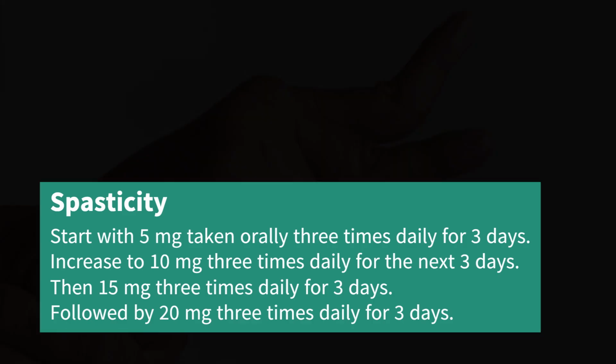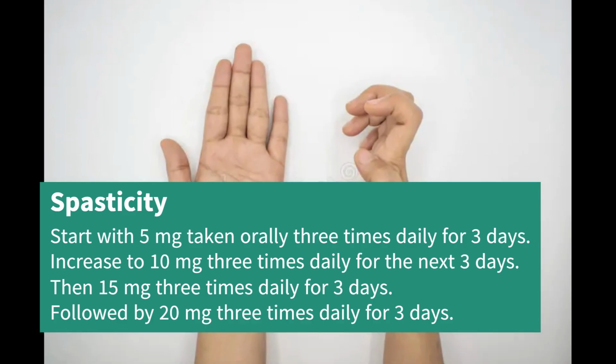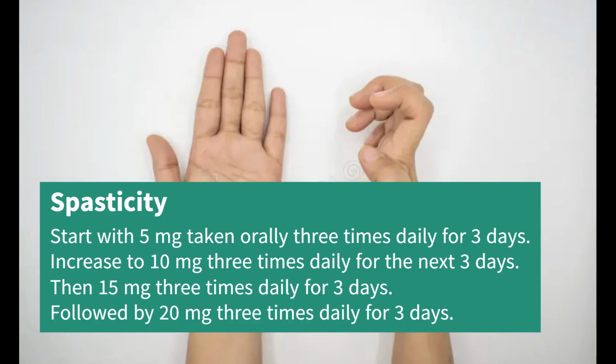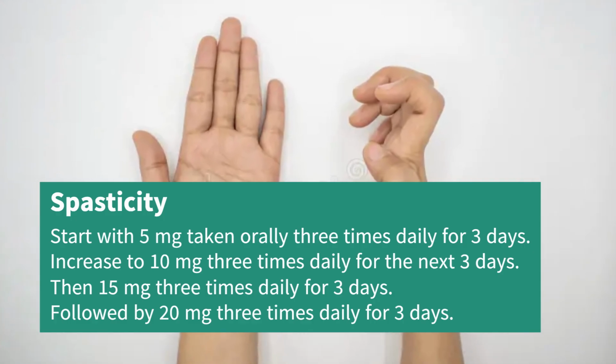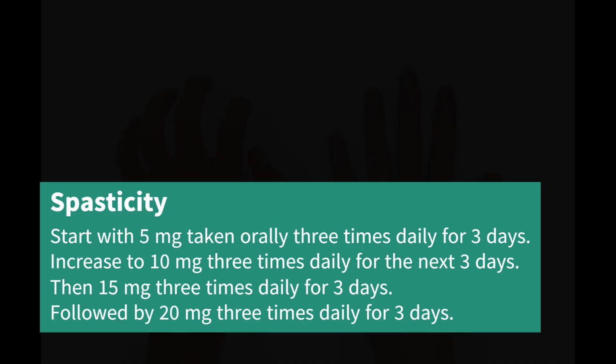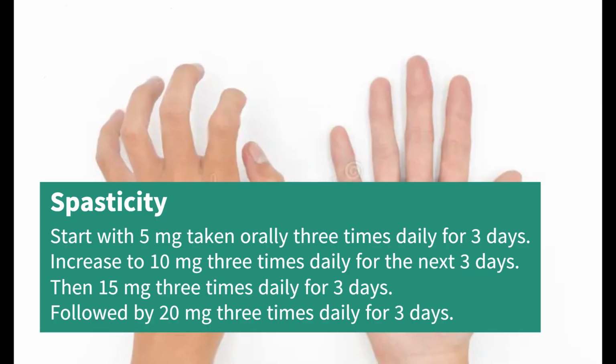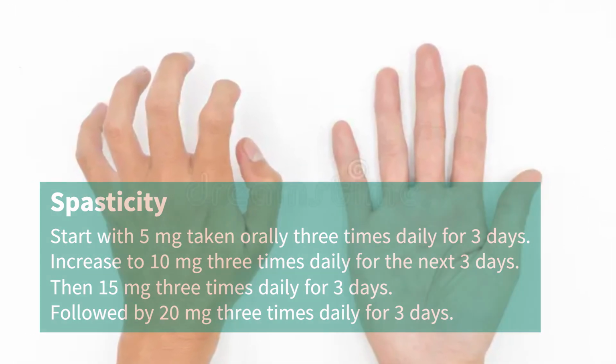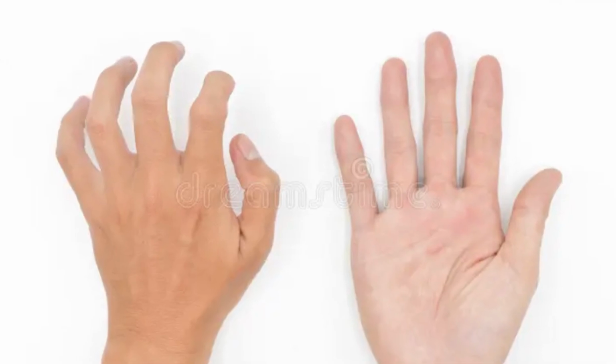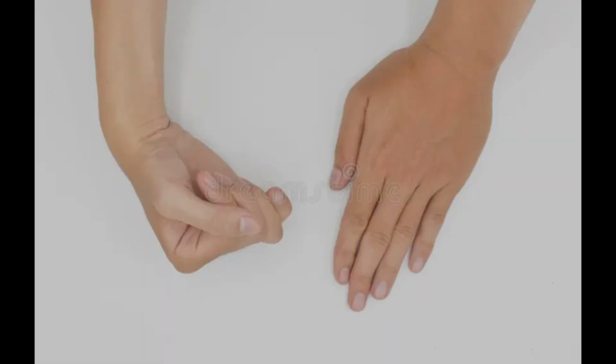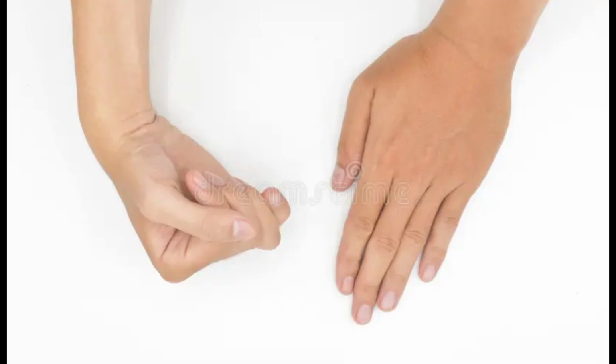Maintenance dose. The effective maintenance dose should be individualized based on patient response. Maximum dose: 80 mg per day, 20 mg 4 times daily. Use the lowest effective dose to minimize side effects. If there is no benefit after a reasonable period, the medication should be tapered off gradually.